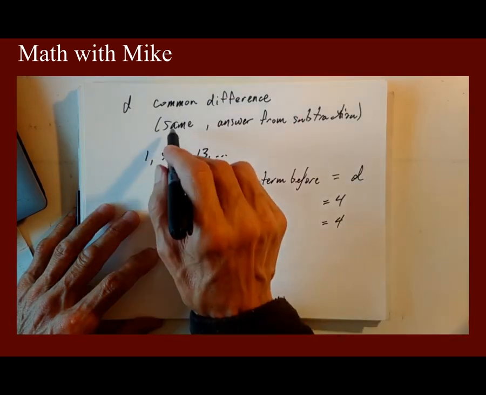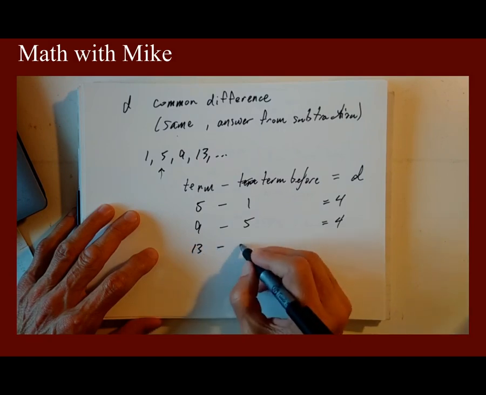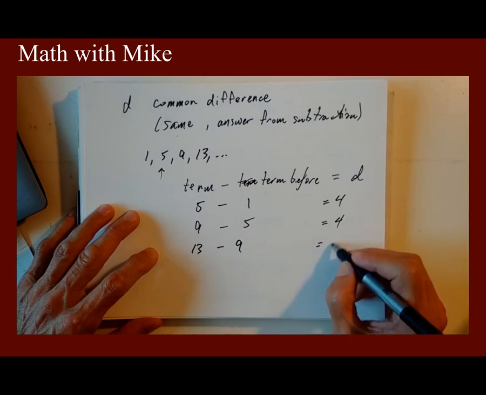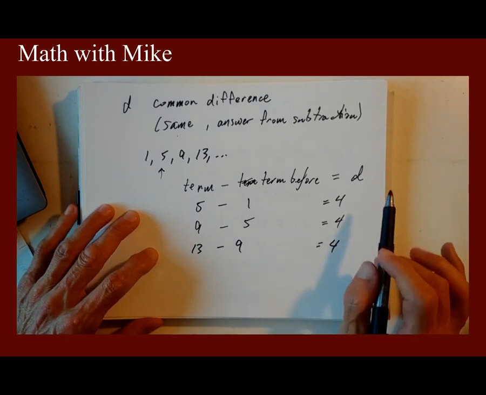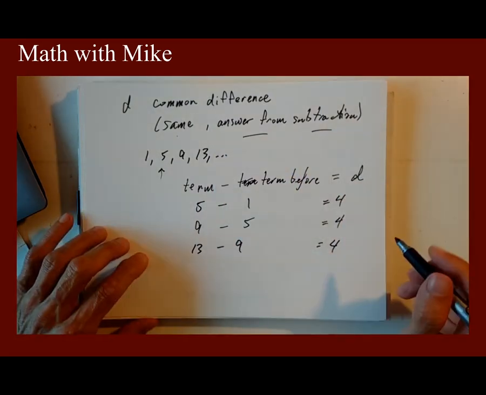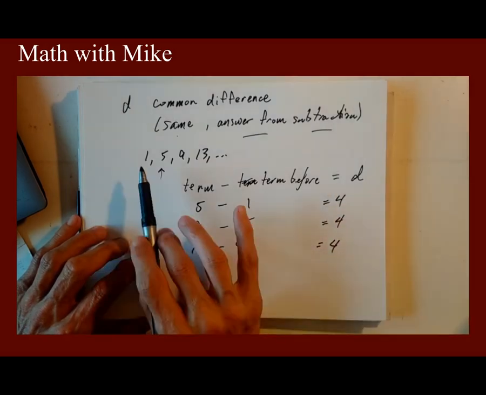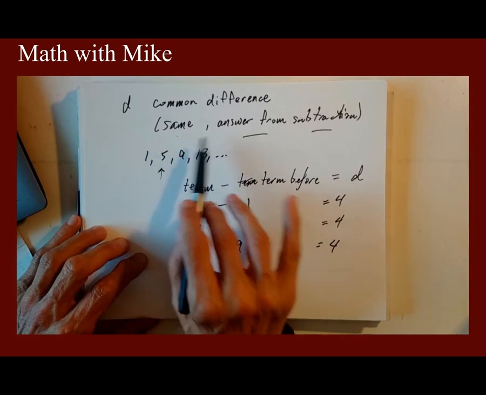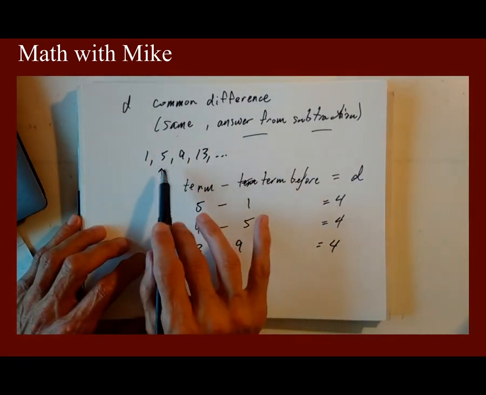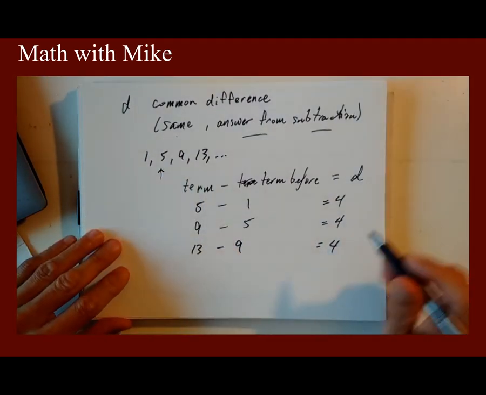Oh, so the same part is starting to come out, that's for sure. Right? 13 minus the term before it, minus 9. What do we get? Same again. The same what? Same answer from subtraction. So that's where the name comes from. Okay, so we built the idea of an arithmetic sequence with the same number adding each time, and D is the answer you get from doing some subtraction each time. Both can work.